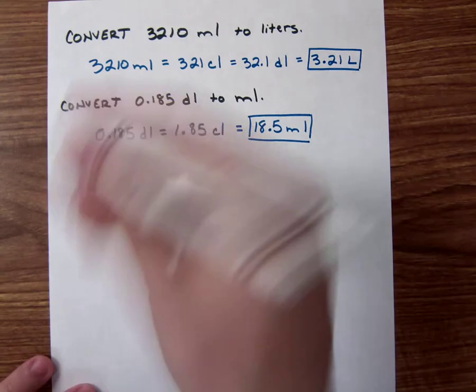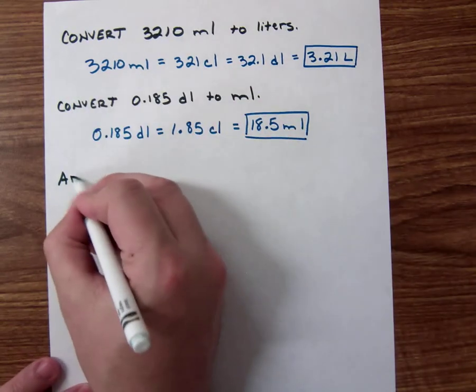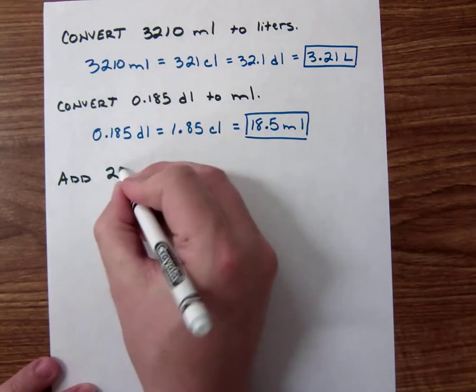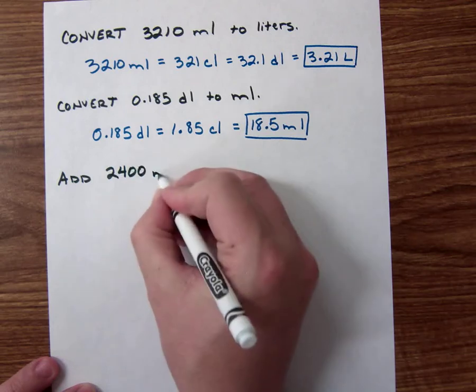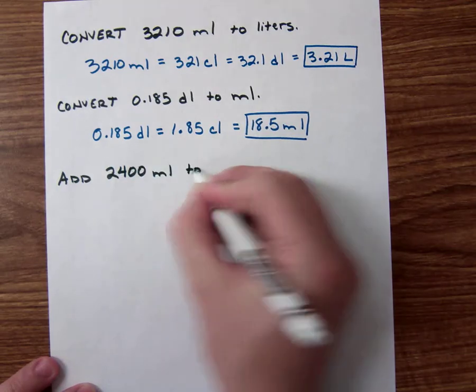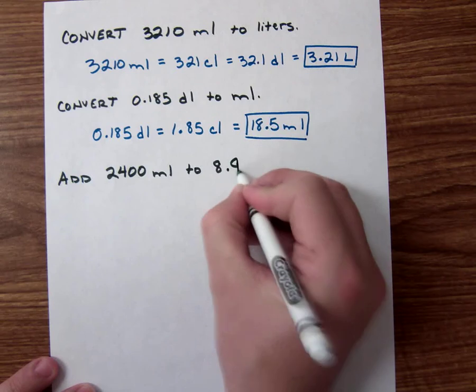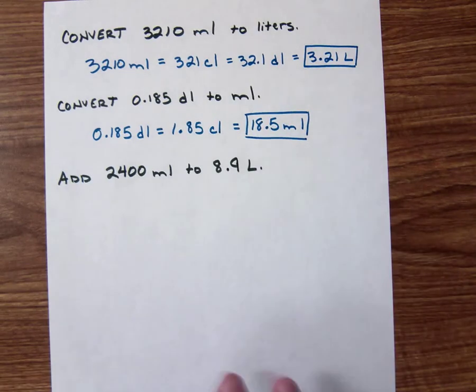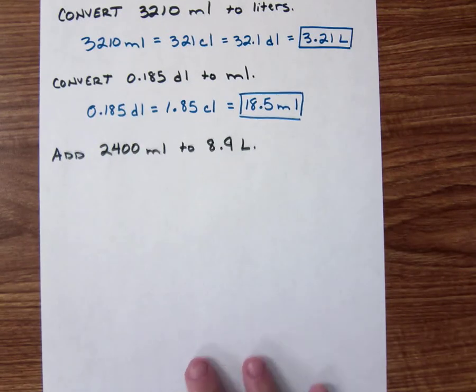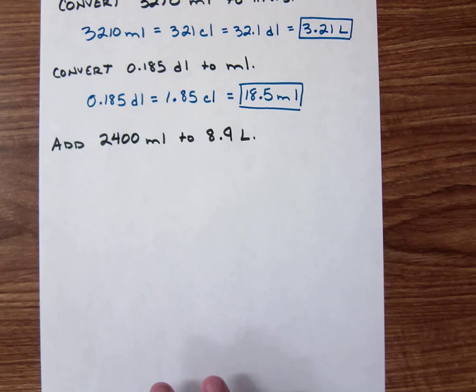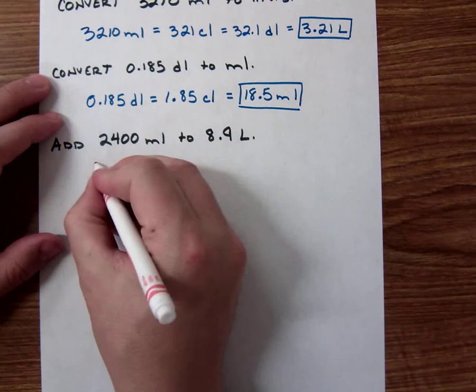I'm sure at this point it will not come as any surprise to you how to add these. What would I need to do to add them? Convert them to the common. Exactly right. Convert them to a common unit.